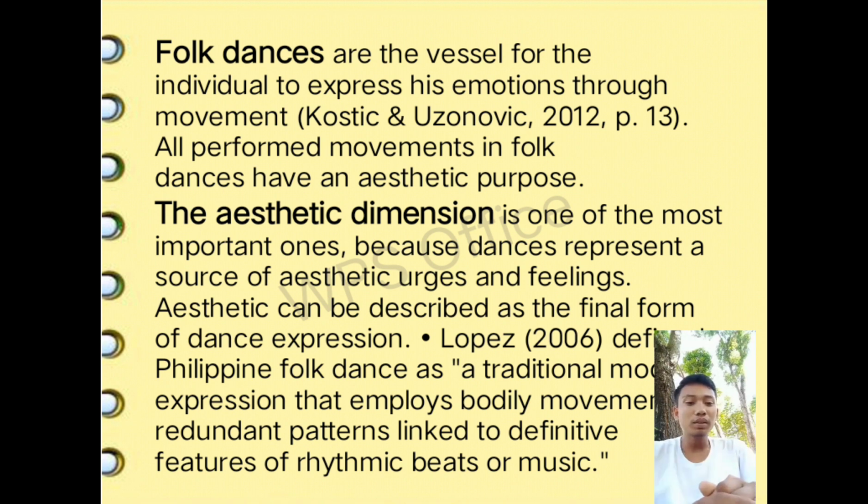Folk dance is a vessel for individuals to express their emotion through movement. All performed movements in folk dance have an aesthetic purpose. The aesthetic dimension is one of the most important ones because dance represents a source of aesthetic urges and feelings. Aesthetic can be described as a final form of expression.